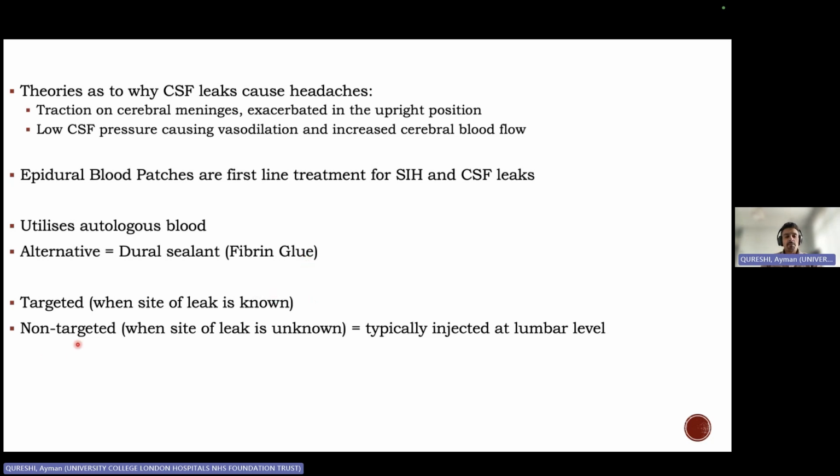Most of these blood patches are non-targeted. It's the first thing that we tend to do for patients with symptomatic intracranial hypotension. We don't know exactly where the leak is, so we do what we call a non-targeted blood patch, and this is usually in the lower back, in the lumbar region. But when we do know where the leak is, or we've got a good idea as to where the leak is, then we can target the focal point of the leak and do what we call a targeted blood patch.